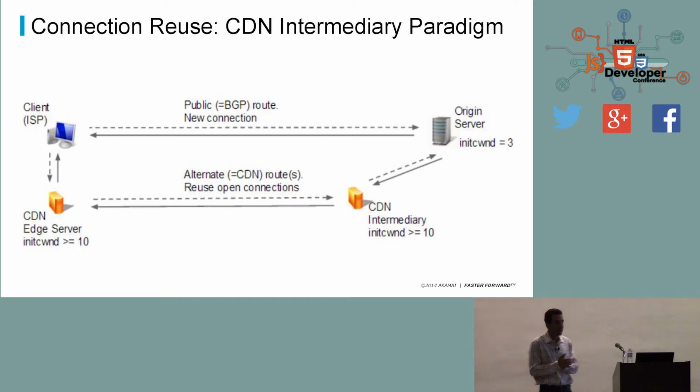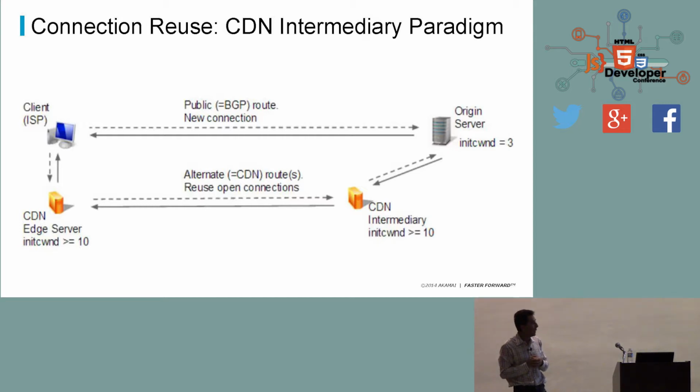What is not always known is that by leveraging a pair of edge server and what I call CDN intermediary, and keeping these connections open between something close to the client and something close to the origin, you can make sure that you keep these connections open for very long, and you maximize the odds of having the request leverage this open connection.